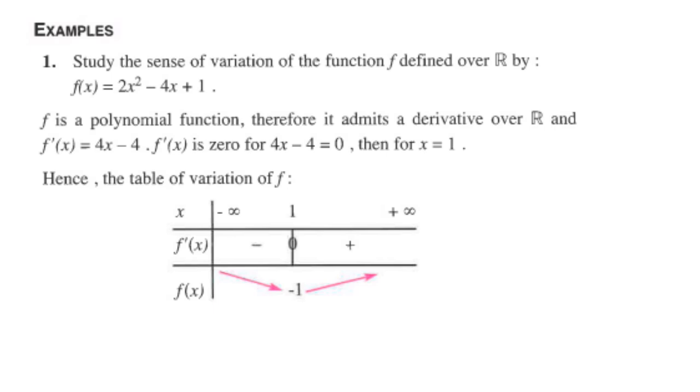But now, how do I calculate this number here? Suppose that this number is not found. How do I calculate it? I replace 1 in the function because I'm calculating f of 1. So I place 1 in f of x, and I got minus 1. So 1, minus 1 is the local minimum, because the function is decreasing, then increasing.